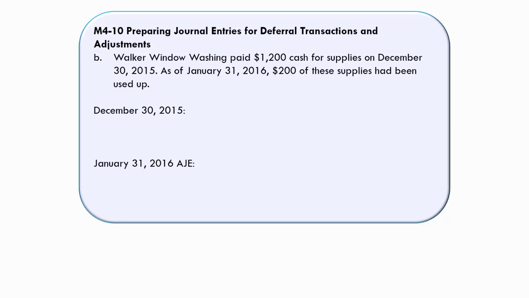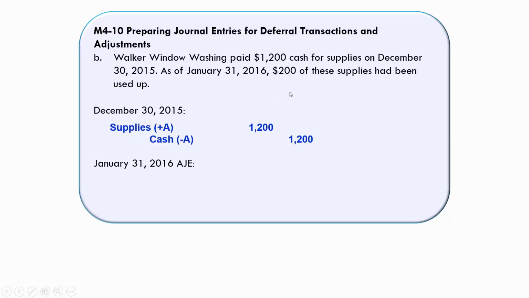Walker Window paid $1,200 in cash for supplies. 200 of these supplies were used up. In this one, you have to be very careful about the wording. So the first part of it, by the way, this should not be December 30th. It should be December 3rd. Yes, December 30th is fine here. There's another one that has December 30th and December 31st. The dates are wrong. This one's fine.